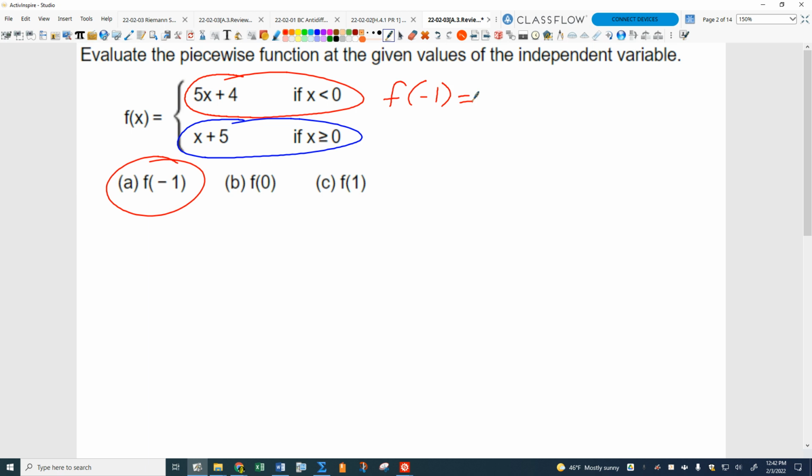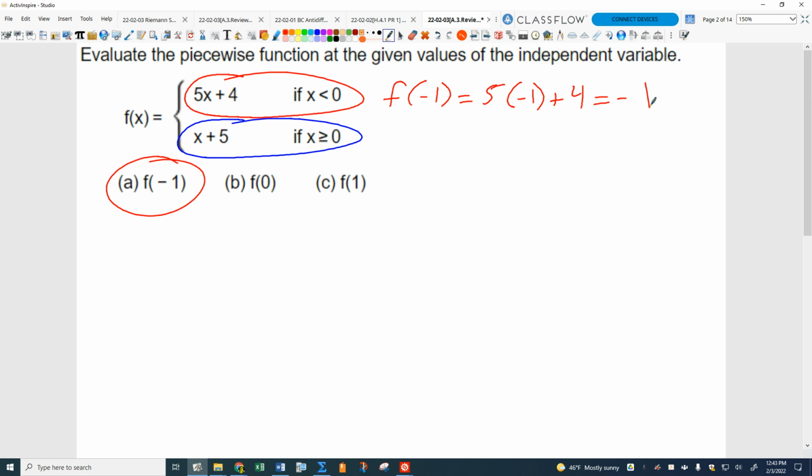And then I just evaluate this like I always do. I'm just going to plug -1 in for all the x's, and there's only one of them. So I get 5 times -1 plus 4. What's that simplify to? -1. There you go. So there's the answer to part A.